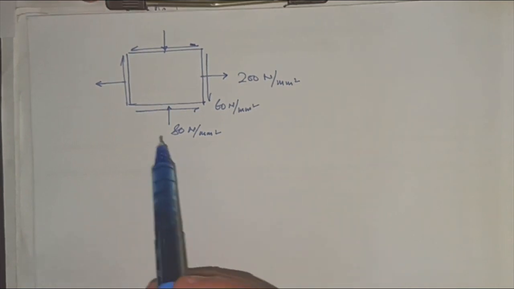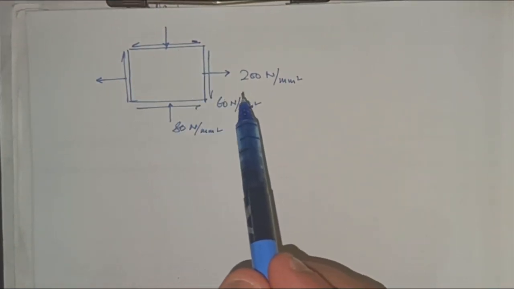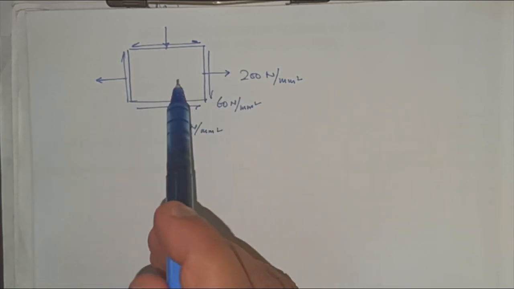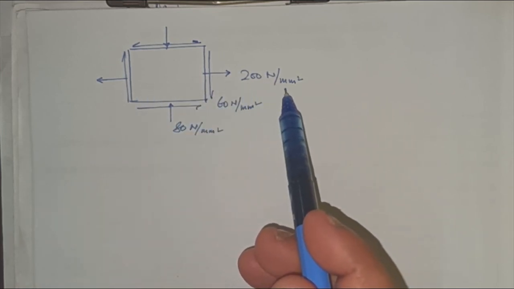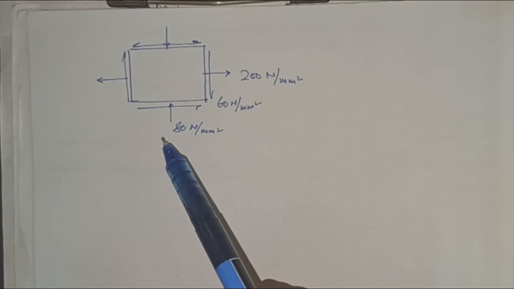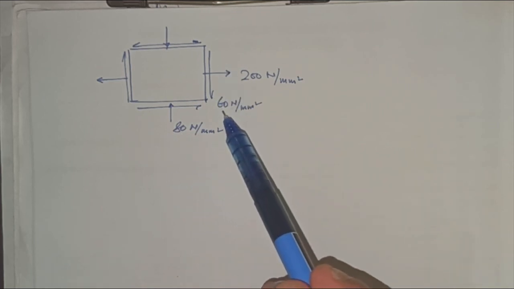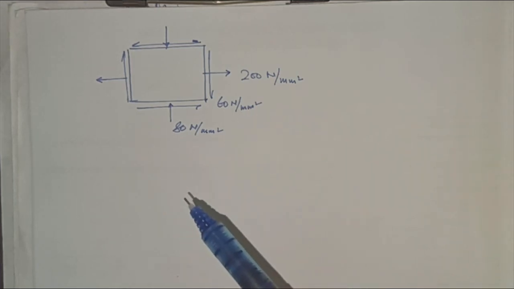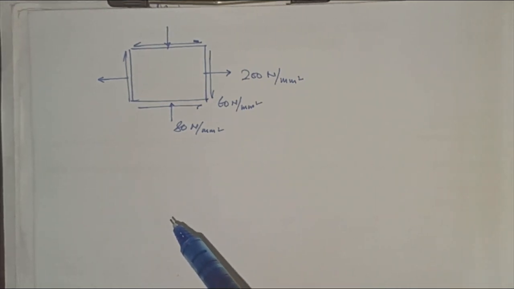So now let's say you have been given this example. A biaxial state of stress has been shown to you, on which the axial stress along the x direction, sigma xx, is 200 Newton per mm square, the y stress is compressive, 80 Newton per mm square, and the shear stress given is 60 Newton per mm square. You have been asked to find out the principal stresses, the principal planes, the maximum shear stress, and its planes.